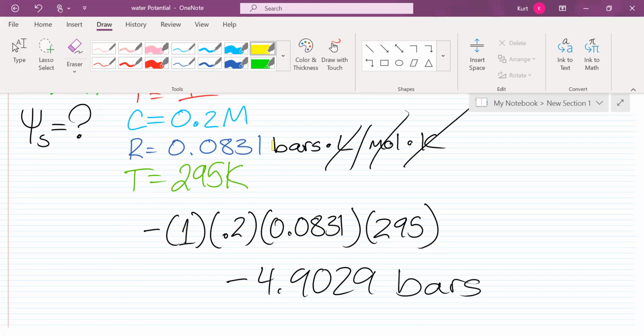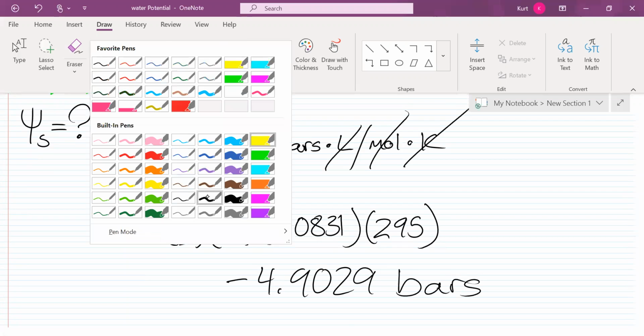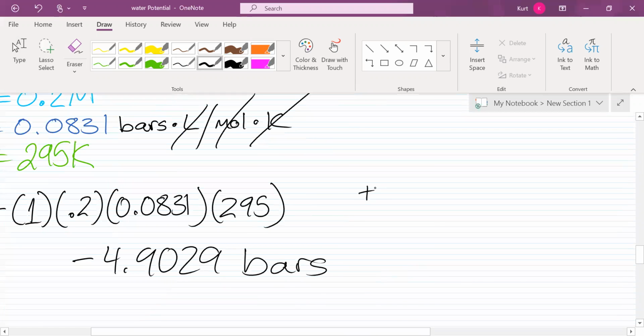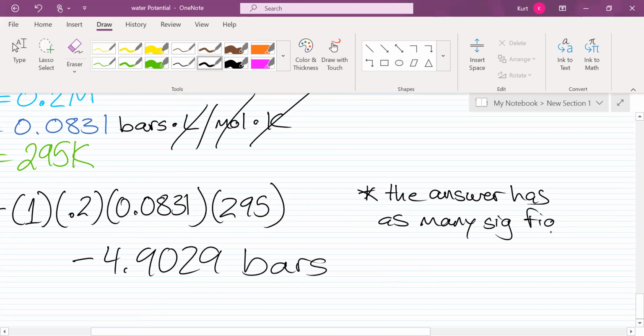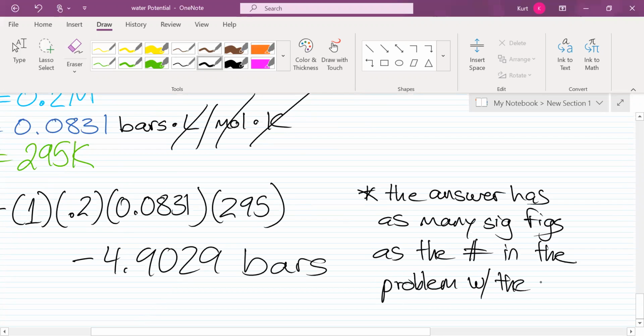When you're doing significant figures in multiplication, here's the rule. When multiplying and dividing, the answer has as many sig figs as the number in the problem with the fewest sig figs.